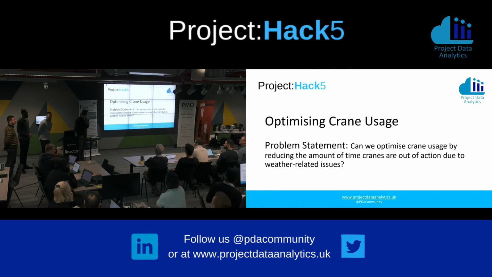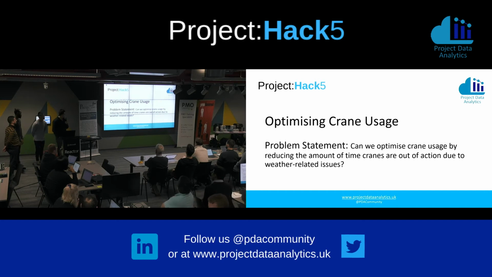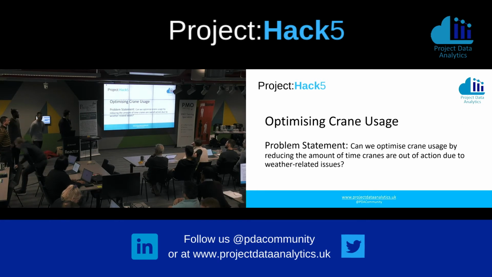Our problem statement was, can we optimize crane usage by reducing the amount of time cranes are out of action due to weather-related issues? So we had crane data, which was about 22,000 rows from McAlpine. We had weather data that was scraped off the web from the last couple of months. And that was basically the data that we used.